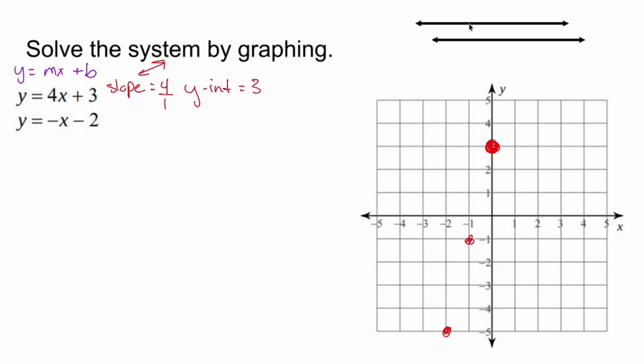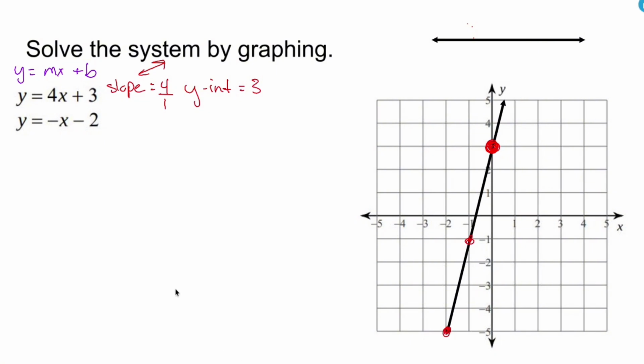So let me do that. Let me pull one of these lines out. If I can actually hit the right buttons, you'll see a bunch of red dots there because I hit the wrong button. That's all right. And there you have your first line.